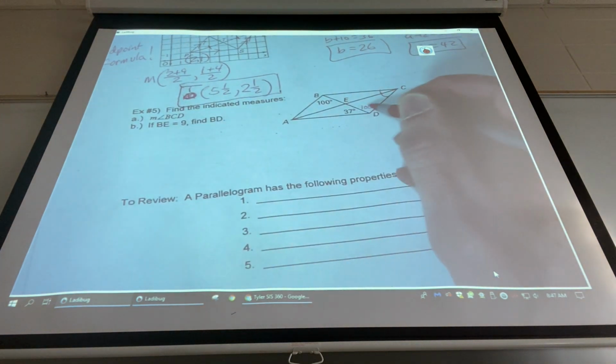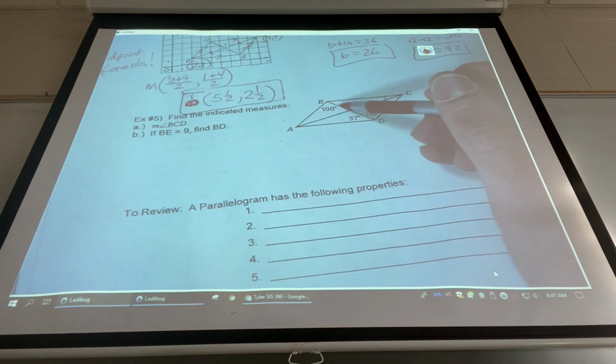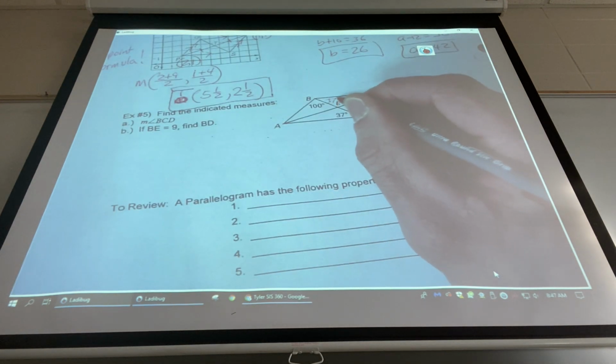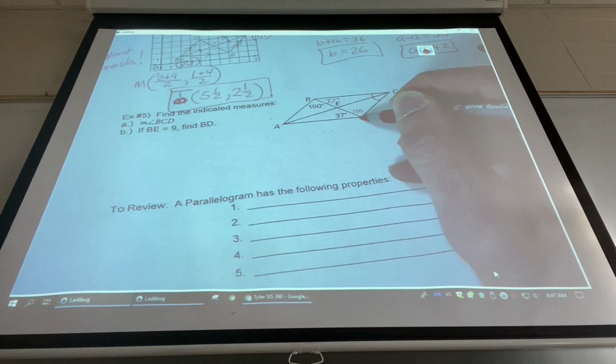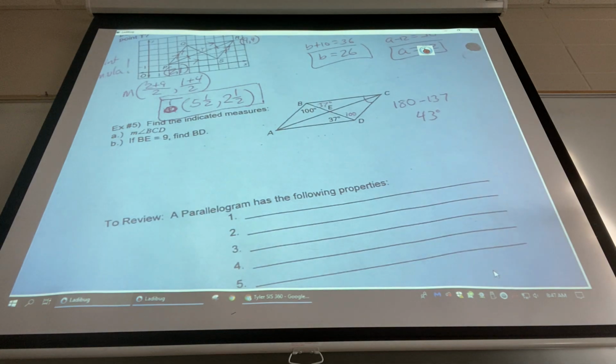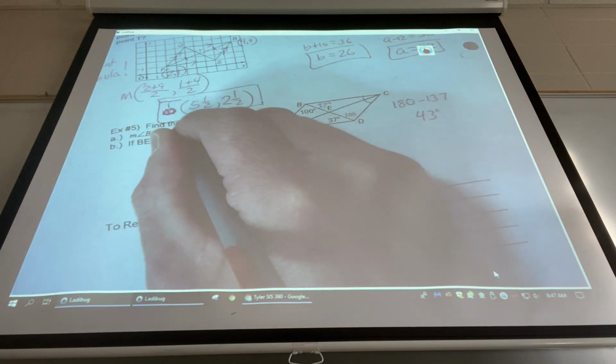So we did have to think a little bit. Emery said alternate interior angles to get that. I like it a lot. And another way you could have gotten there is alternate interior angles here is 37. And don't we also know that the sum of all these angles is 180, because it's a triangle? So there's a couple of different ways to get there. I dig it. So 43 degrees.